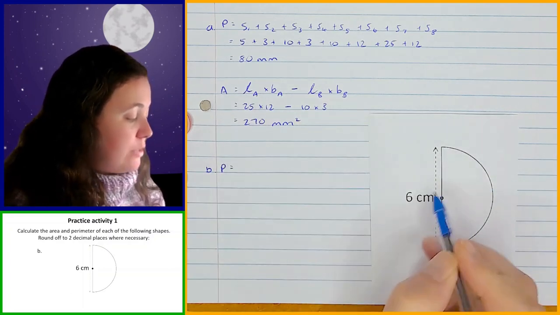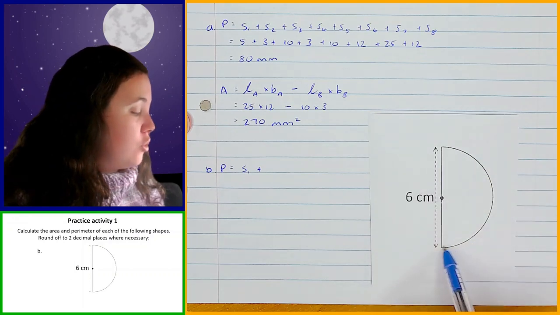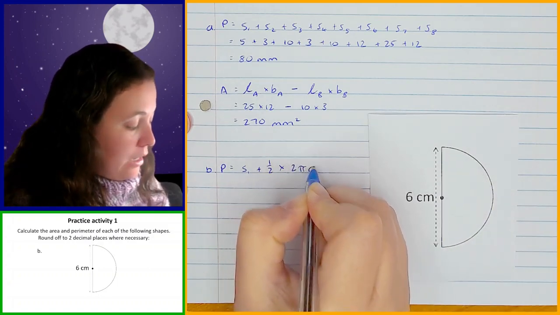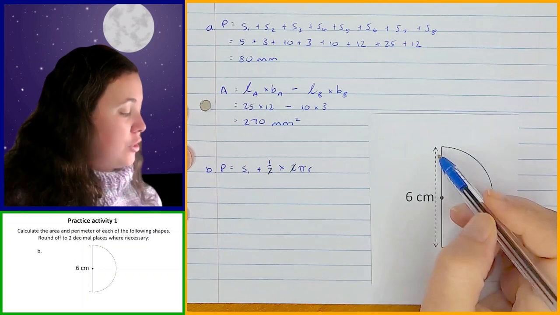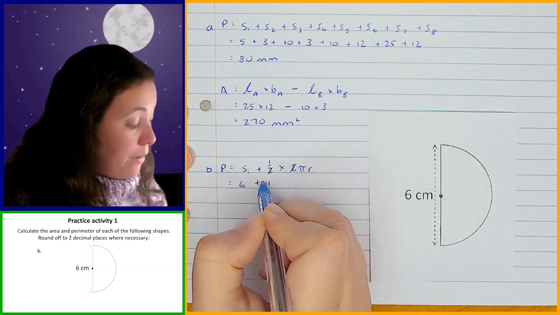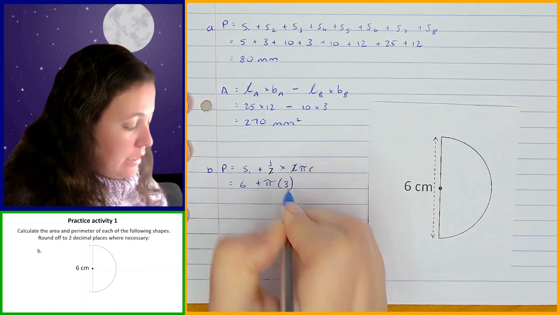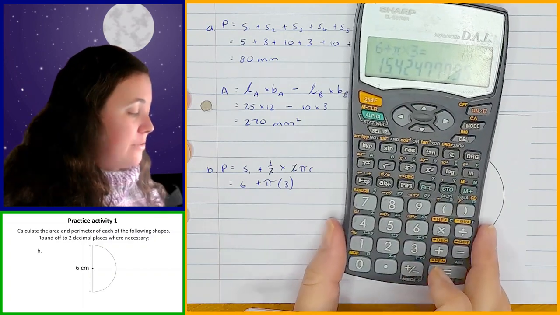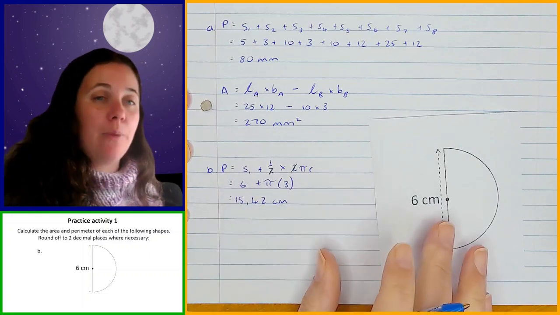So our perimeter is going to be, I can call this side one, or you can call it the diameter if you want. So side one plus a half circle, which is half times the perimeter of a circle, 2 pi r. So that's going to be half times 2, the 2's cancel like that. And I can fill in. This distance over here is 6. That's my straight side. Plus pi times the radius. Now the radius is half of 6, which is 3. So it's 6 plus pi times 3. 6 plus pi times 3 gives us 15.42 centimeters for our perimeter.